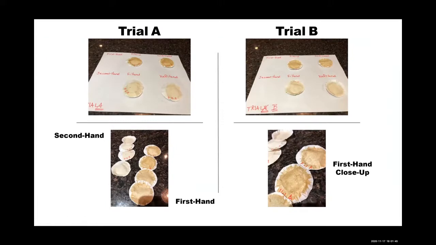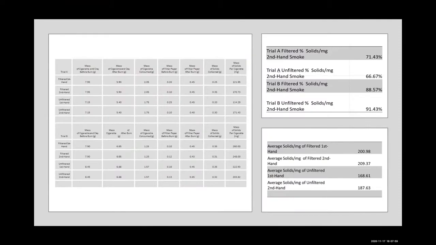Here are the filters from trial A and trial B, sorted by first-hand filtered and unfiltered, second-hand filtered and unfiltered. And then our collection of filters at the bottom left-hand corner with our second-hand to the left and our first-hand to the right, and then a close-up of our first-hand filters. Here are our data tables.